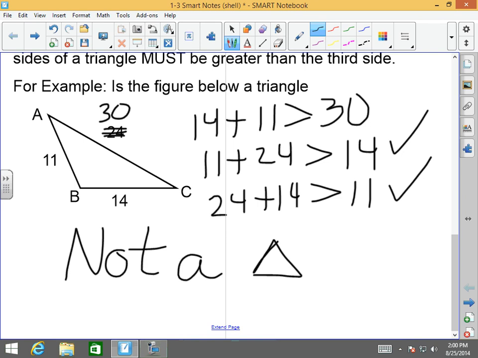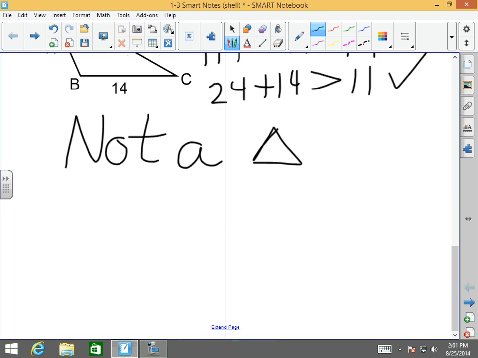Yes, sir. What if two sides equal another one, like the exact same as one? Okay, very good. That is a phenomenal question. The question was, what if they're equal? What if the sum of two sides is equal to the other side? It is still not a triangle. Think about the nomenclature I used. Has to be greater than. Not greater than or equal to, but greater than. So that's a great question. Thank you so much.